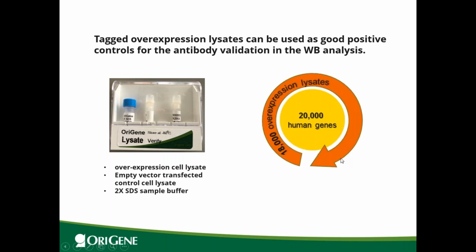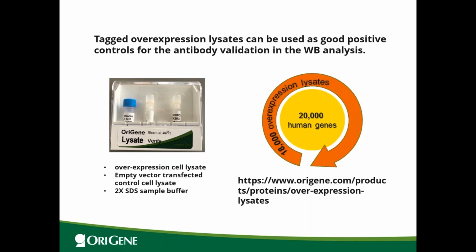We have made more than 18,000 overexpression lysates for the human protein. That covers almost 90% of the complete human genome. So it's very likely you can find the right lysate for your target gene from OriGene. Here I have also included the URL for our overexpression lysate product page. You can find more information and search for your own lysate from this product page.